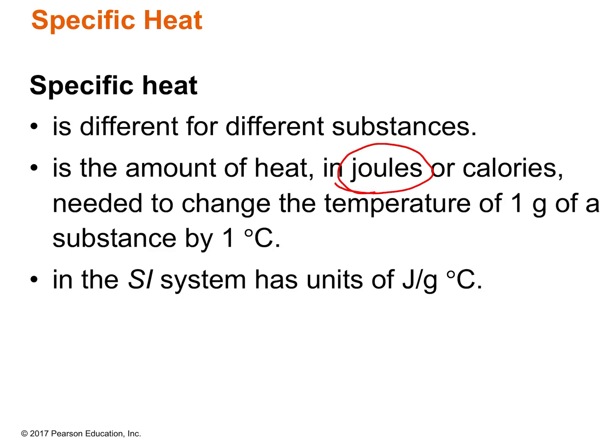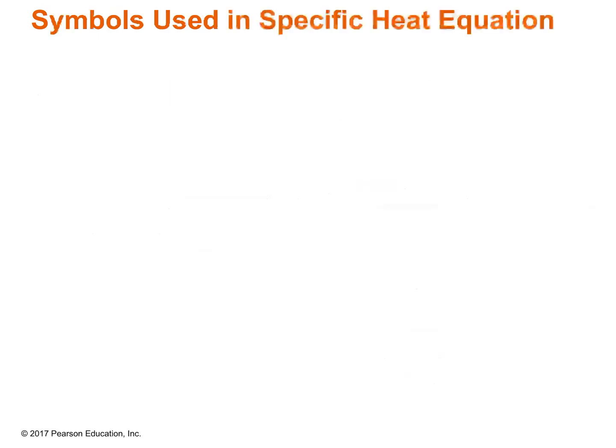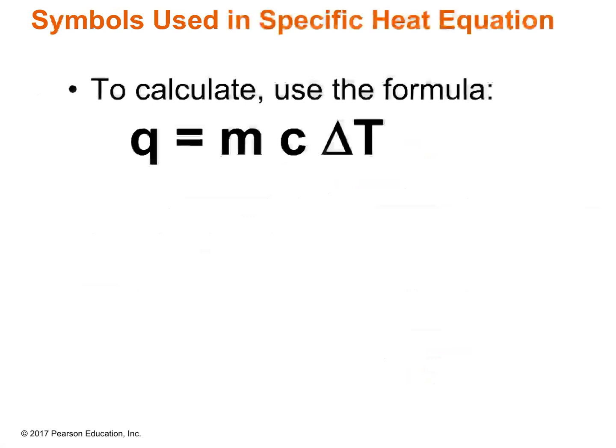So this is the amount for anything, right? The specific heat for anything: 1 gram of that by 1 degree Celsius. And in the SI system, we use joules per gram degree Celsius. So it's essentially like this, joules per gram degree Celsius.